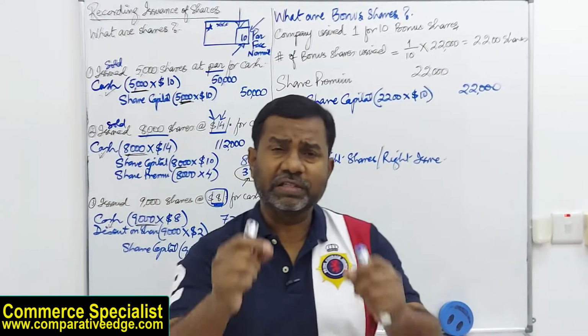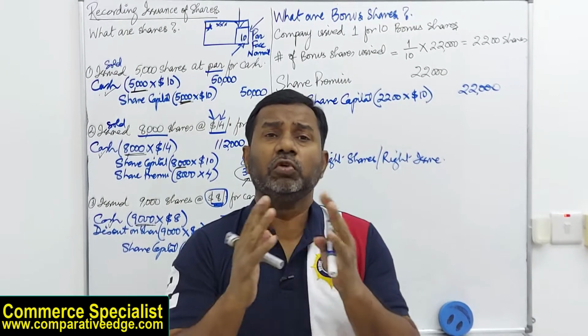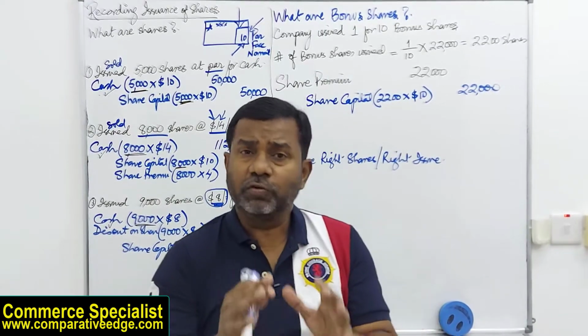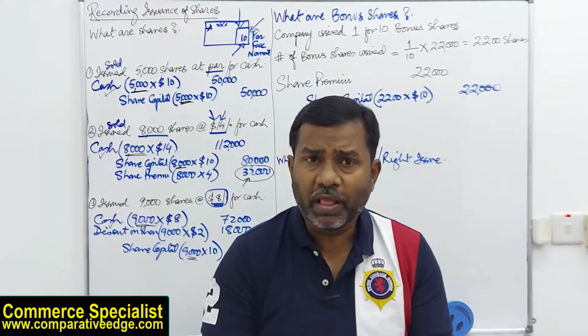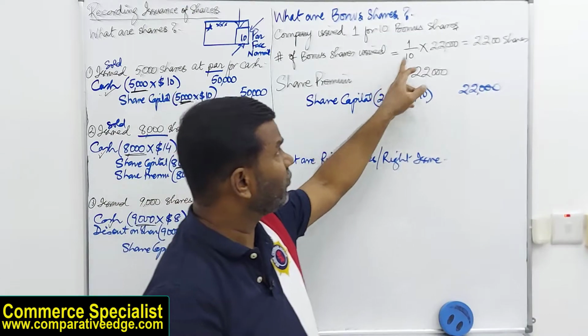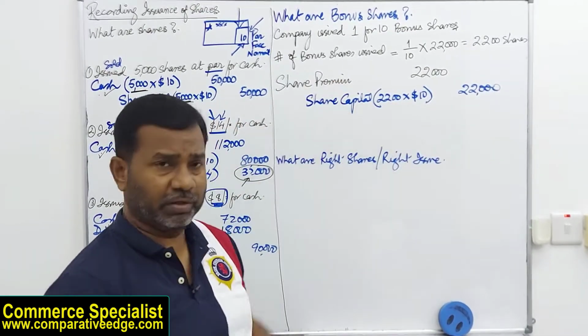Please remember, this is the very first reserve. Share premium is one of the reserves which can be used to issue bonus shares. So from now onwards, if you're issuing bonus shares, what you're going to do? You're going to credit share capital. And obviously you have to find the number of shares. Credit share capital, debit share premium.